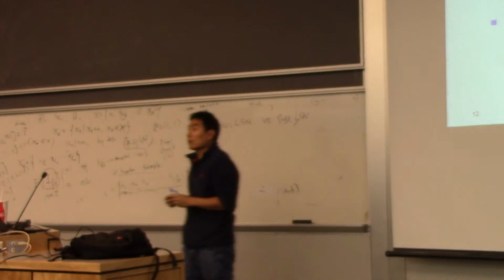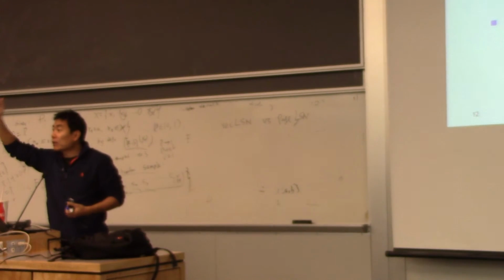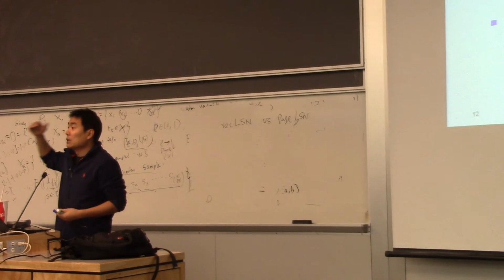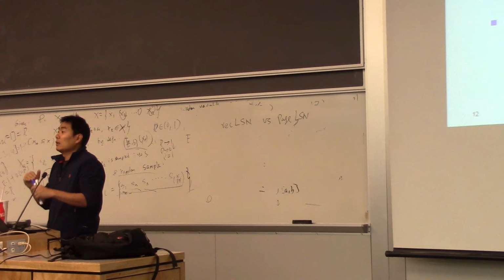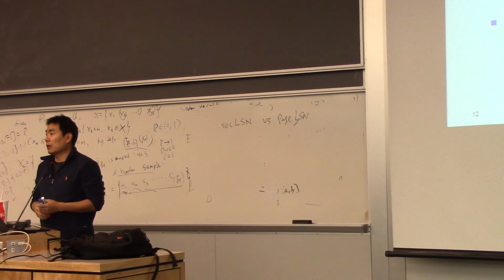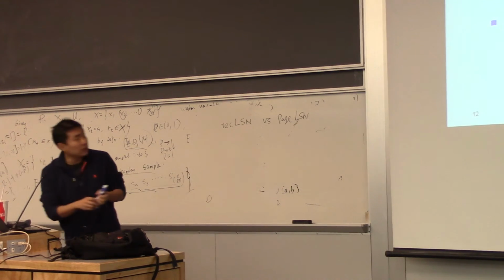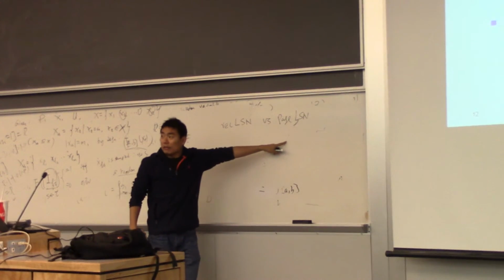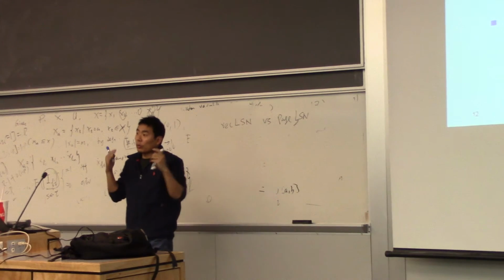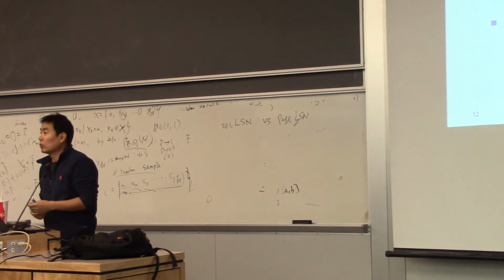obviously these two are different. Record LSN is the very first log record causing the page to be dirty. Page LSN is the very last log record causing the page to be dirty. And page LSN is stored with the page. Record LSN is stored in the dirty page table.